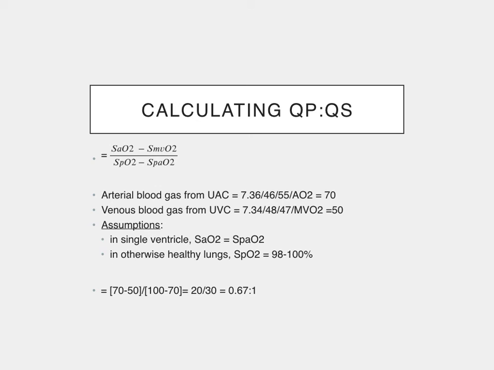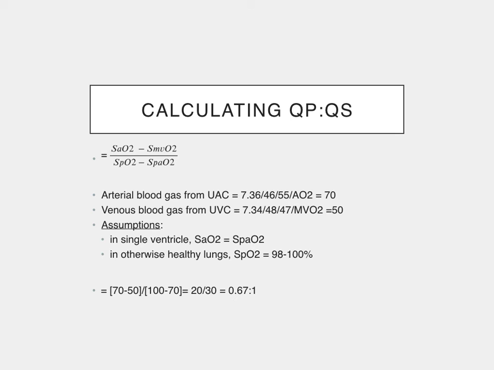And so let's look at our numbers here. From our UAC, we can see an SaO2 of 70%. From our UVC, which is terminating in the IVC, we see an SmVO2 of 50%. Again, we make the same assumptions that we did in the previous slide, right, where our SaO2 is equal to our SpaO2, since this is a single ventricle baby.